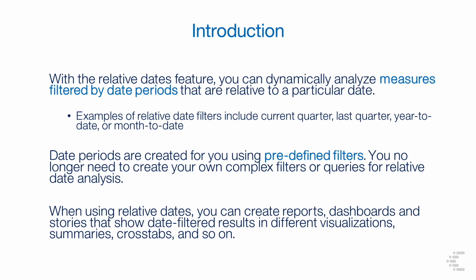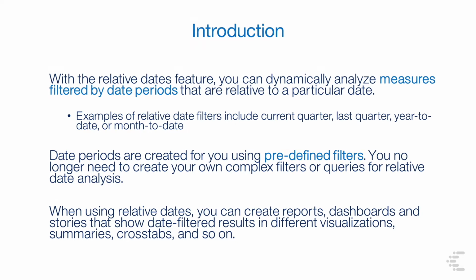With the relative dates feature, you can dynamically analyze measures filtered by date periods that are relative to a particular date. Examples of relative date filters include current quarter, last quarter, year-to-date, or month-to-date. Date periods are created for you using predefined filters. You no longer need to create your own complex filters or queries for relative date analysis.